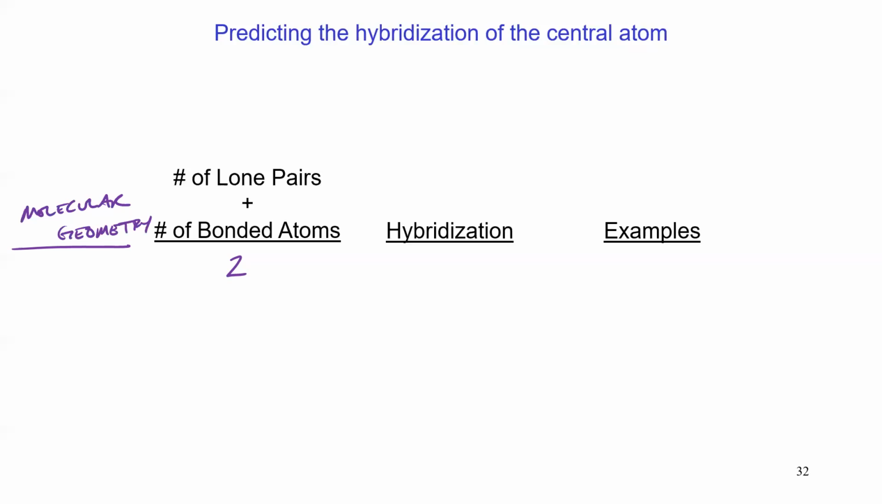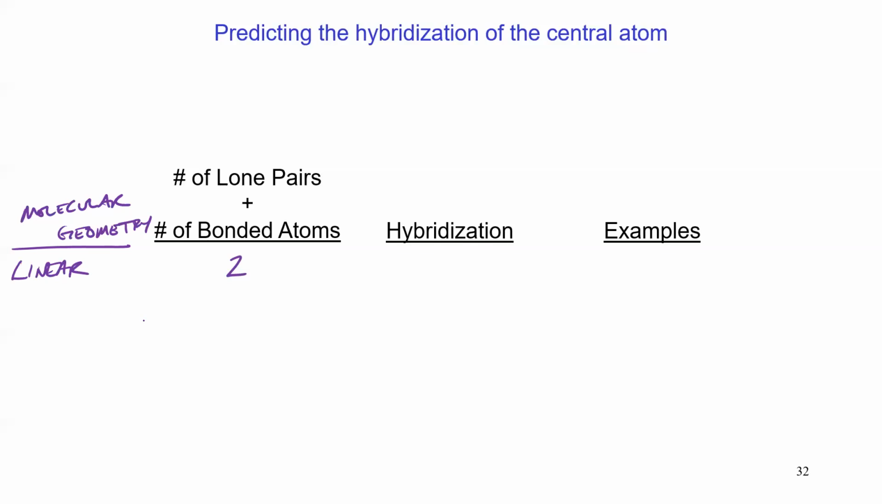We have 2 lone pairs or bonded atoms. What did we call that? Bent. So that would be if it was 2 lone pairs and 2 bonded atoms, but just a total of 2. If I'm just bonded to 2 things, it's got to be linear. Linear for sure.